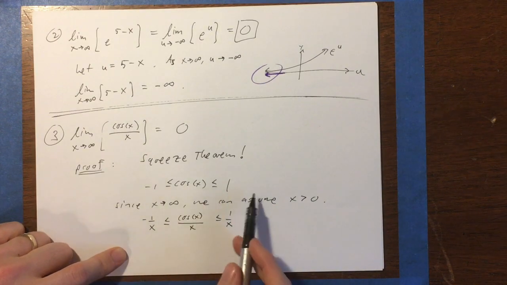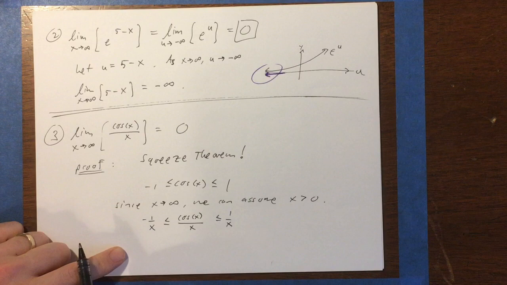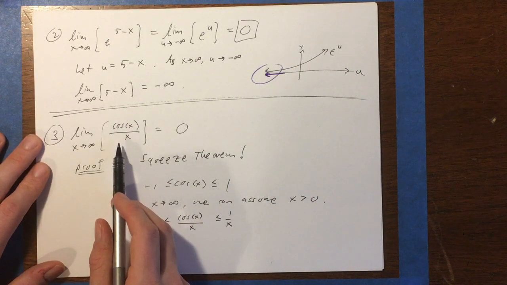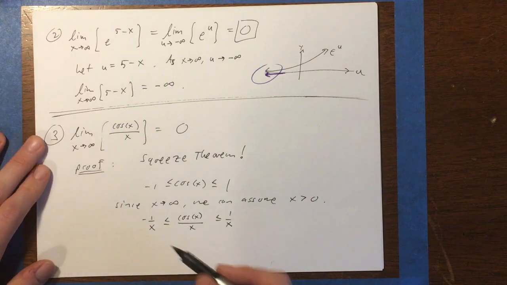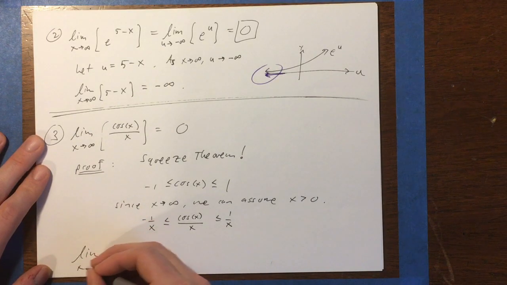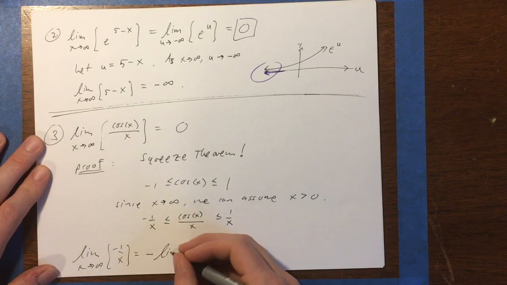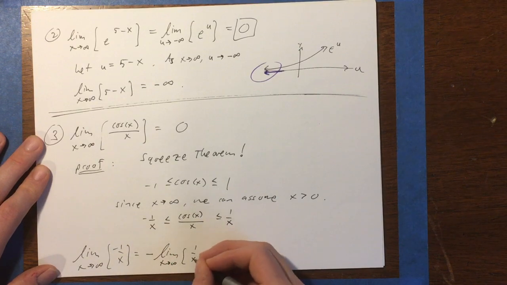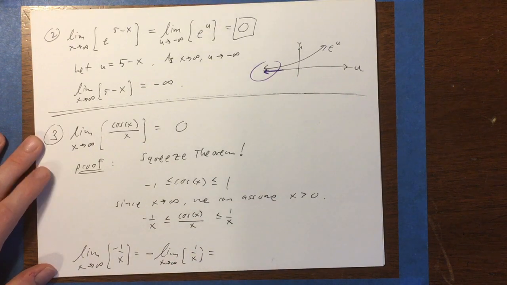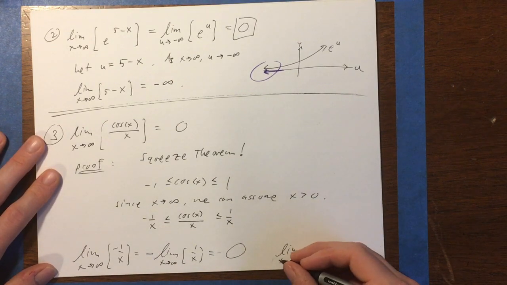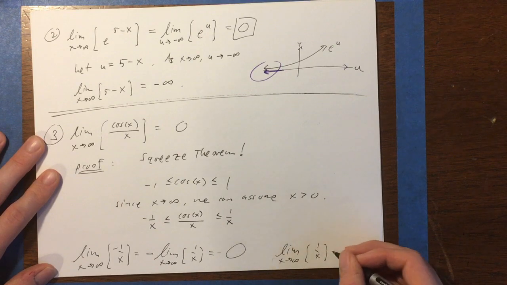Okay? I divide all 3 parts of this inequality by x, and it produces this inequality because x is a positive number. So the left and right sides are -1 over x and +1 over x. And the cosine of x divided by x, the function we're interested in finding the limit of, is squeezed in between them. So now I just have to do the limit as x approaches infinity of -1 over x. Well, this is negative the limit as x approaches infinity of +1 over x. But +1 over x is approaching 0. So that's 0. And, likewise, the right-hand side is that +1 over x, which I just said is approaching 0.